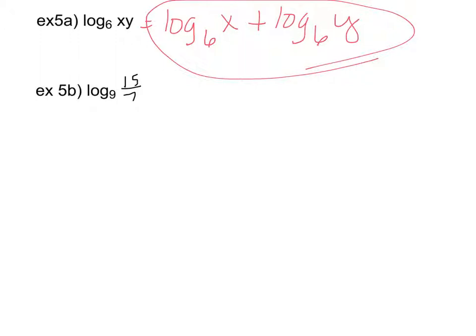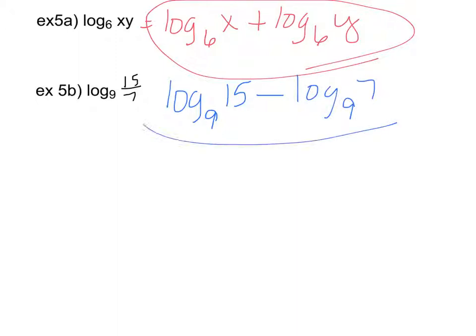Okay, look at this little beauty. I threw some numbers in here just so you can see what happens with numbers. It's the same thing as variables. So if I have log base 9 of 15 divided by 7, when you break that up, you are going to end up with log base 9 of 15 minus log base 9 of 7. And it's truly that easy. This stuff is cool.